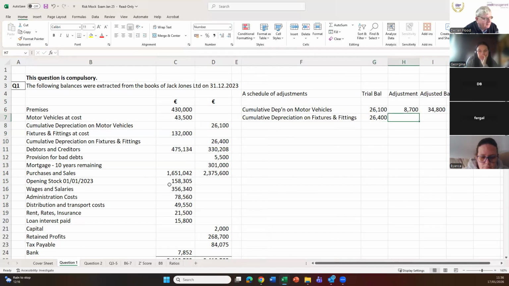It tells us that we have to depreciate at 10%. So it's our fixtures and fittings at cost multiplied by 0.1, which is 10%. And now our adjusted balance for depreciation is 39,600. That is brilliant. So that's our depreciation, that's our adjustment, that's our adjusted figure, and that is all you need to do.